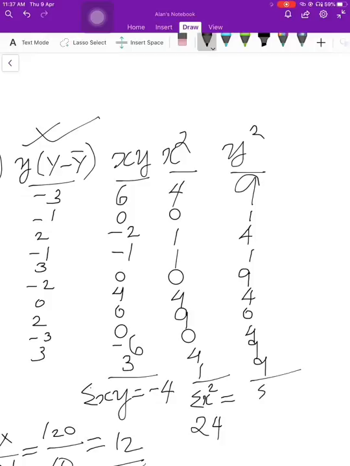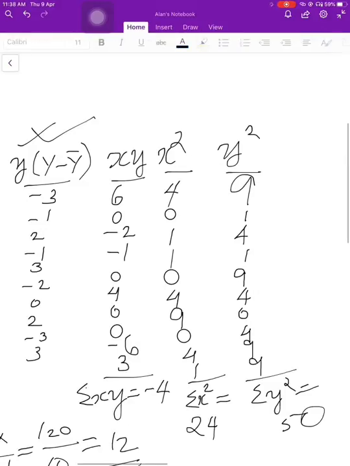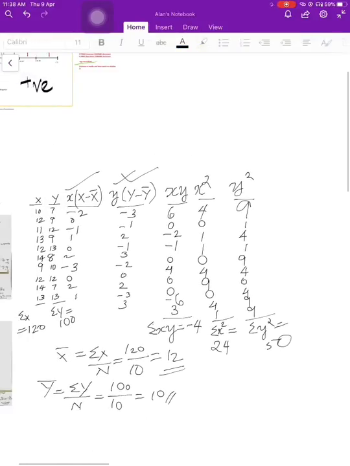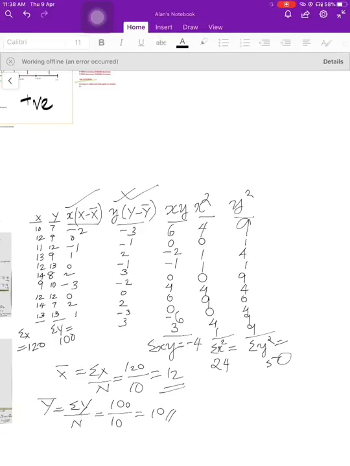Now we will go with the sigma y square value, that is 50, right? So now you got already all the calculation that is supposed to be happening. Now you got x, you got y, you have small x, you have small y, you have xy, you have x square, as well as you have y square. Now this is the basic calculations you had to do. Now we will be just putting the whole thing into the formula.